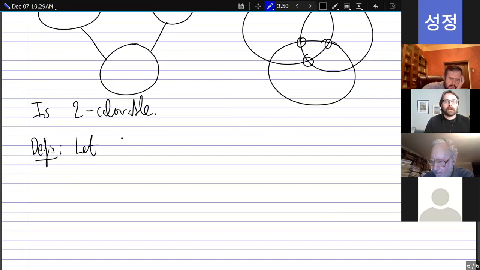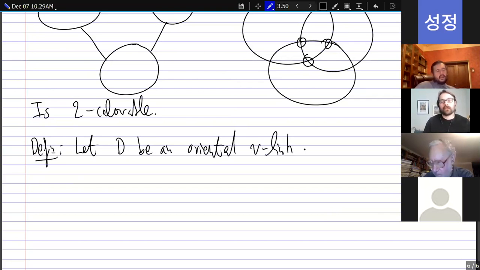Let L, or no, D be an oriented virtual link diagram. Excuse me, here I have a comment. The comment is more or less as follows.